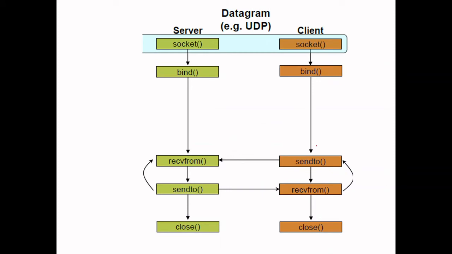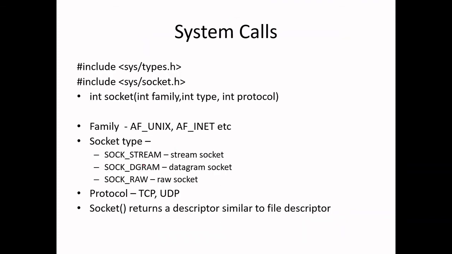So on both sides you create a socket, bind to a particular address, and wait for packets to come. Packets coming means that from one side you do send to, and on the other side you do receive from. So you get the data, and based on the data, you can do whatever action you want. So that is in the case of UDP or datagram connections.